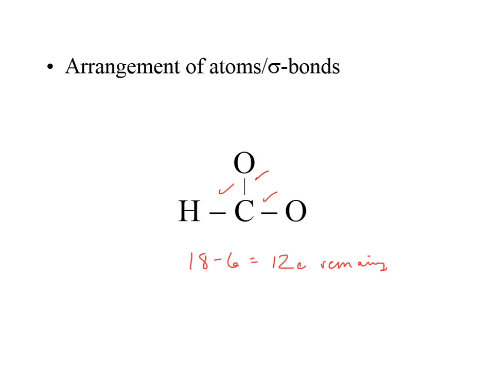Okay, and do you remember where I said you satisfy the outside or terminal electrons first? What you're going to see on the next slide is that I'm going to focus on giving my oxygens a complete set of 8 electrons before I turn my attention to my middle atom. That's just the way it works. It works out better that way.